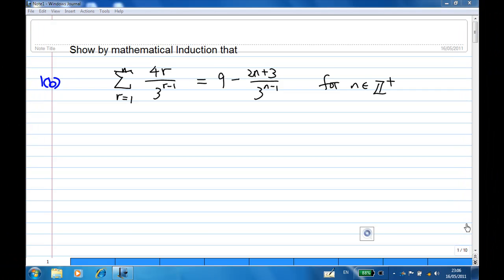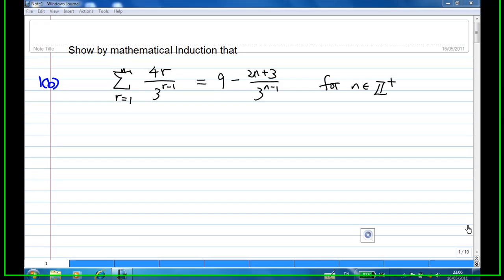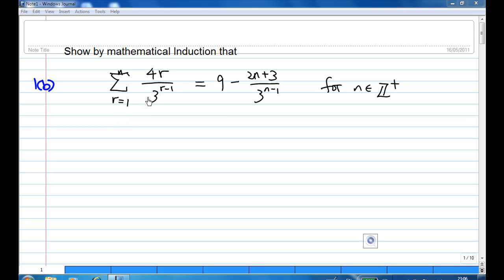This video will show you how to use mathematical induction to prove that the summation of 4r over 3 power r minus 1, for r equal to 1 to n, is equal to 9 minus 2n plus 3 over 3 power n minus 1, for n belonging to the set of positive integers. Understanding the notation for this symbol.